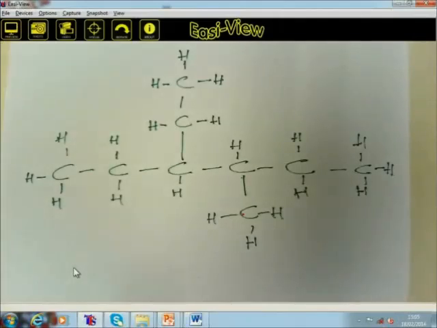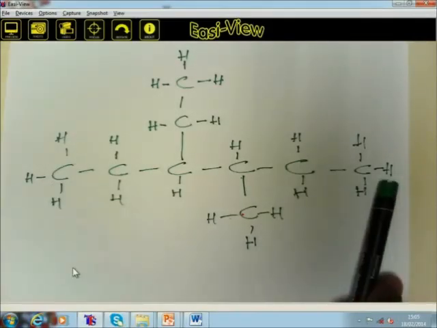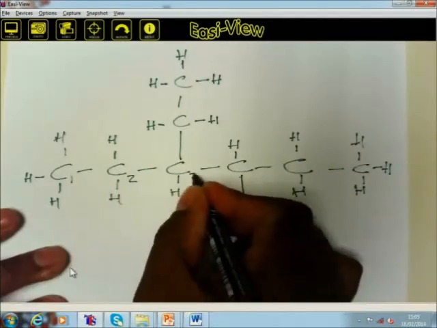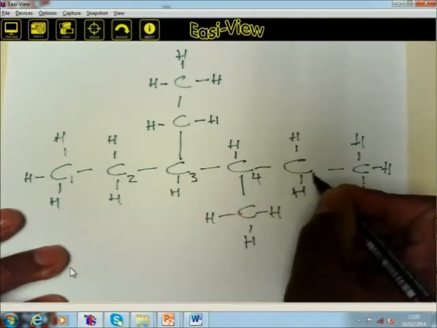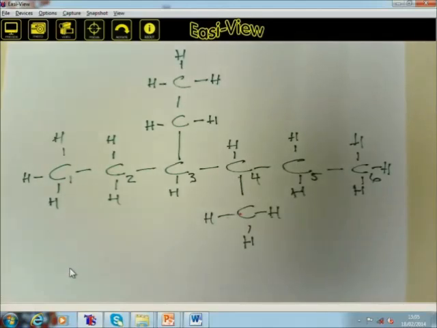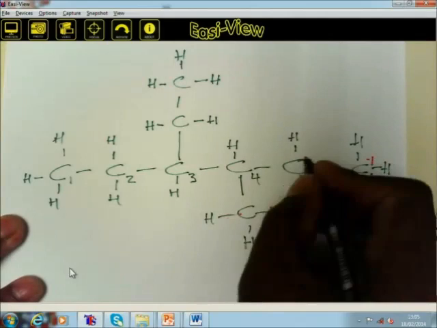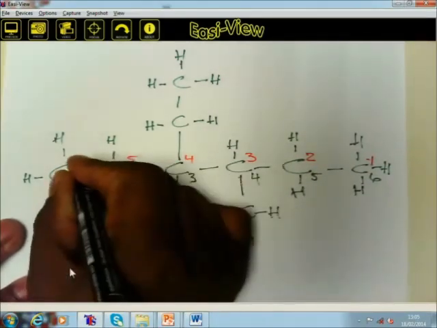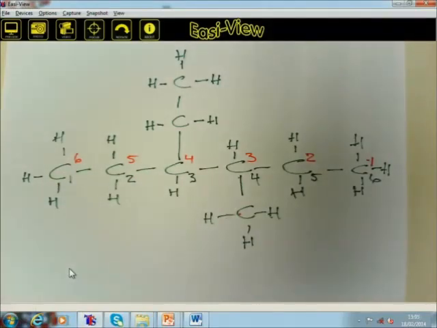So we said after identifying the long chain, we number the carbons in the parent: 1, 2, 3, 4, 5, 6. And then I said to you, after doing that, you must also number it the other way around: 1, 2, 3, 4, 5, and 6. All right? And then step number 2, we said you must identify your substituents.